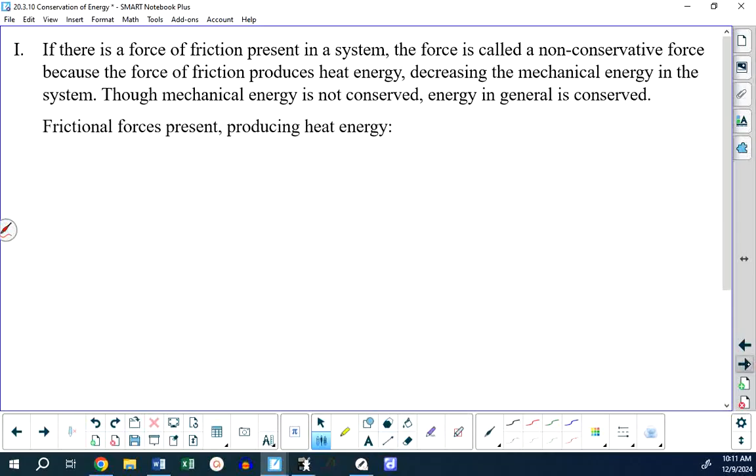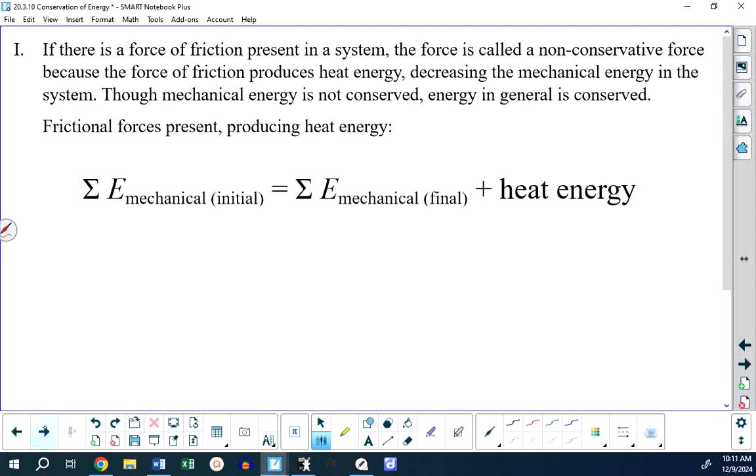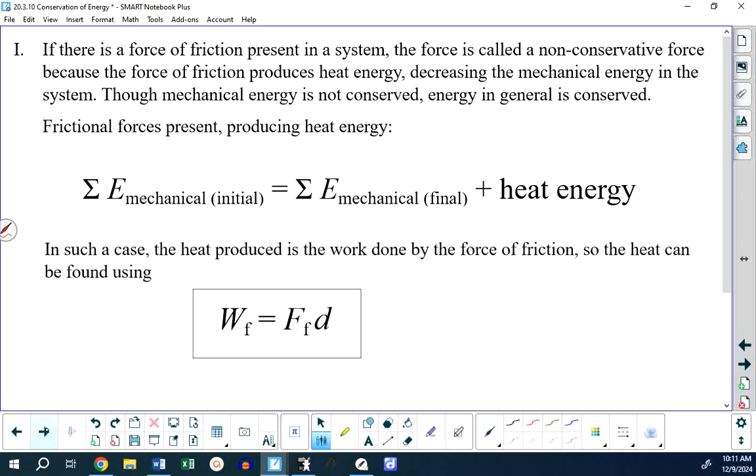Now we have to learn something, though, about how to calculate heat energy. This is really, I think, one of the only new things today. A force of friction results in heat energy. In other words, the mechanical energy before is the mechanical energy after plus the heat energy. That's not the new thing. We calculate the heat energy using this formula, which is not on your formula sheet. Why do you take the force of friction times the displacement to get heat? Because heat is the work done by friction.